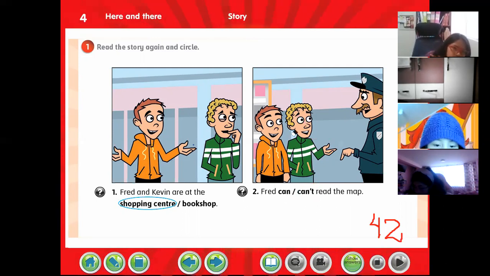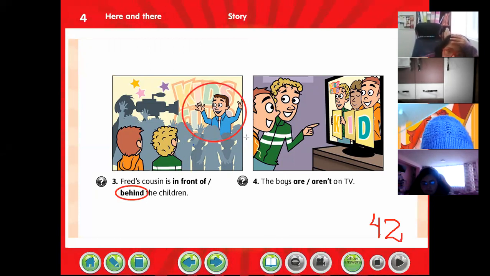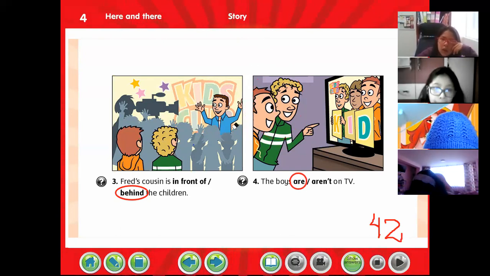Now let's continue. Number three. Then in the story, Fred's cousin is buying the children. Now what is the correct option? One volunteer, please raise your hand. Fred's cousin. Oh, that's right. The actor is behind the children. Okay, behind. Remember. And finally, in number four, the boys are or aren't on TV. Are. Good job. Yes, it's true. It's affirmative. They are on TV.